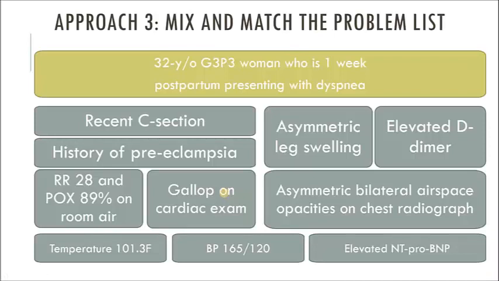The next approach is what we talked about, was using a problem list. And from there, we can mix and match from a problem list. So I might have a complicated postpartum woman coming in with dyspnea who has many signs and symptoms. And we might generate a very long problem list for that patient.